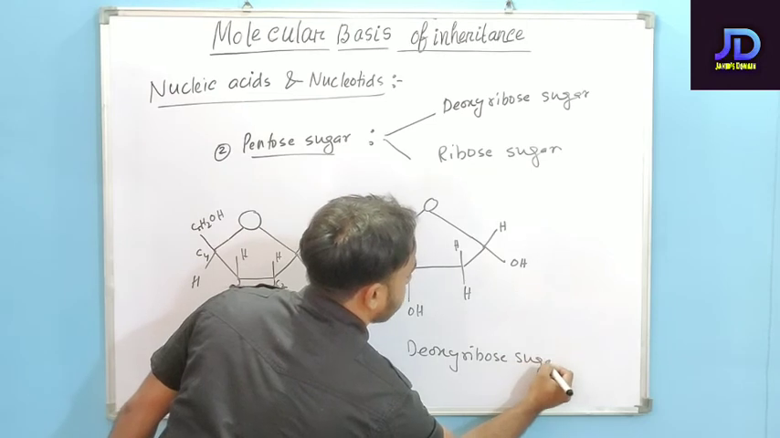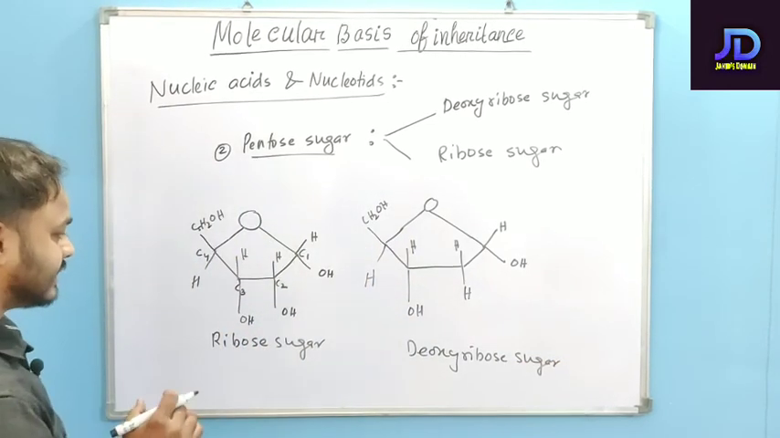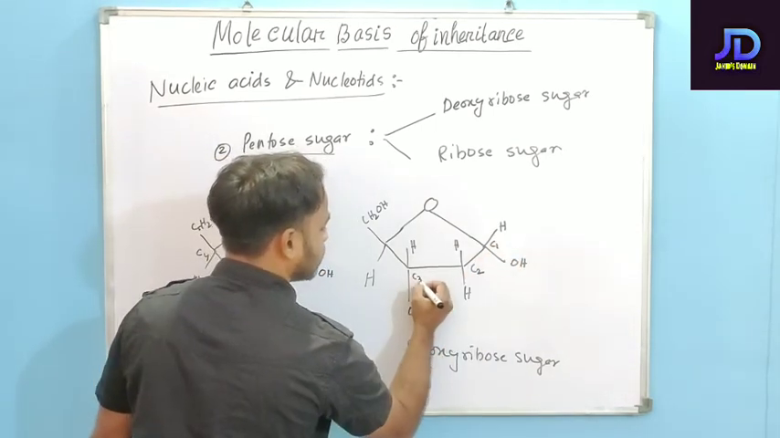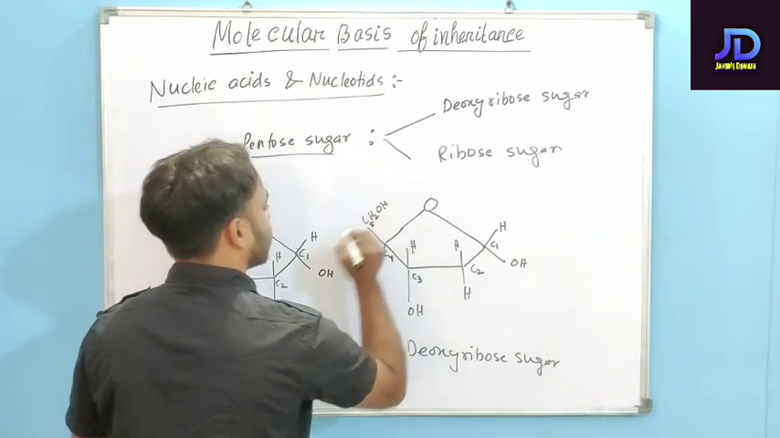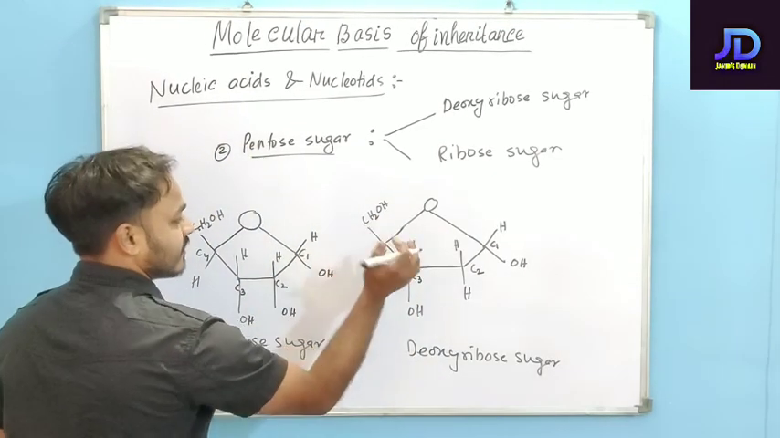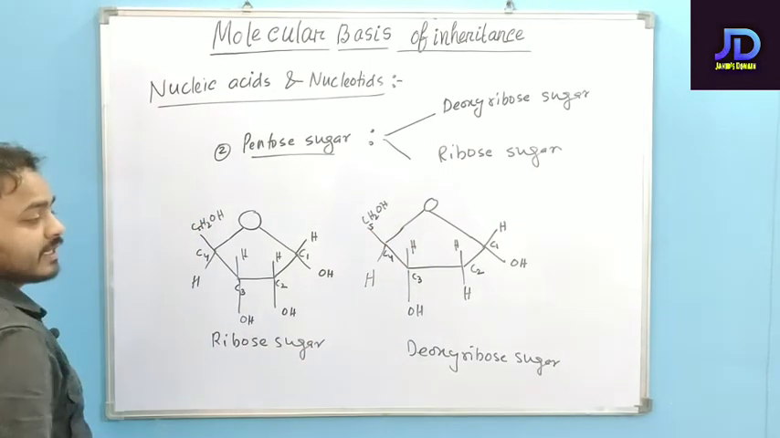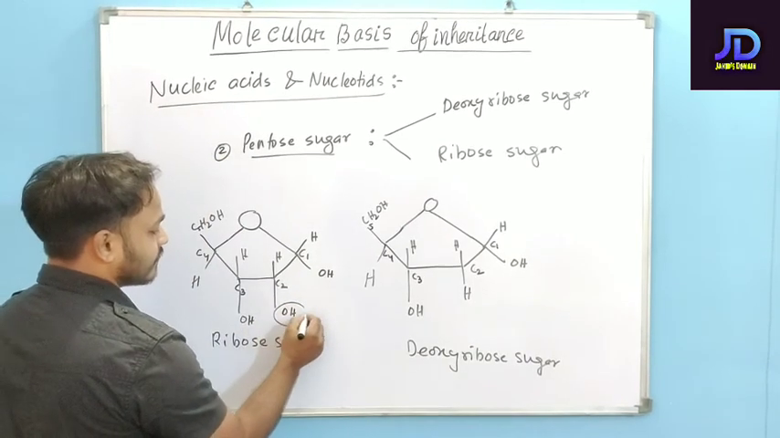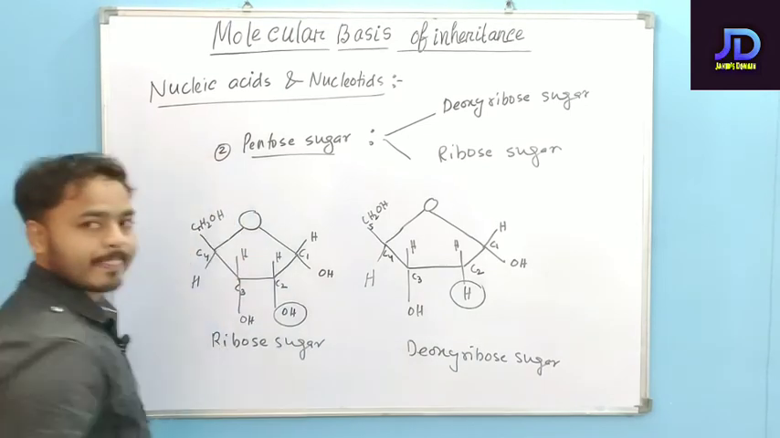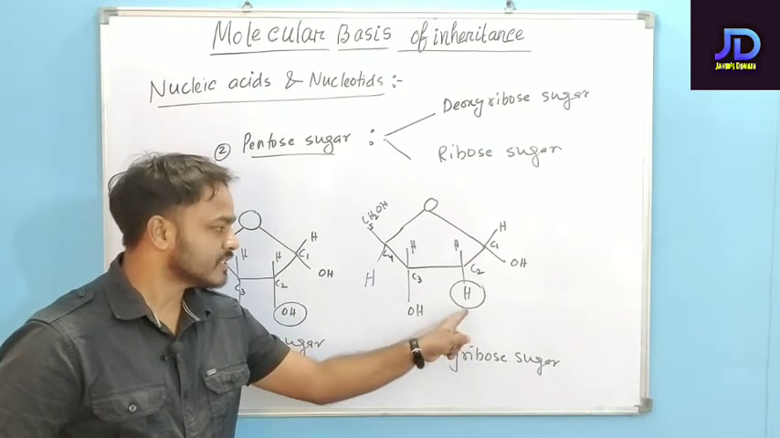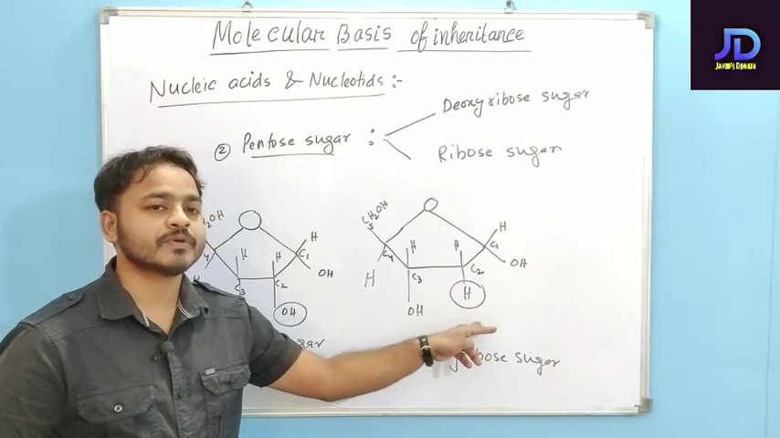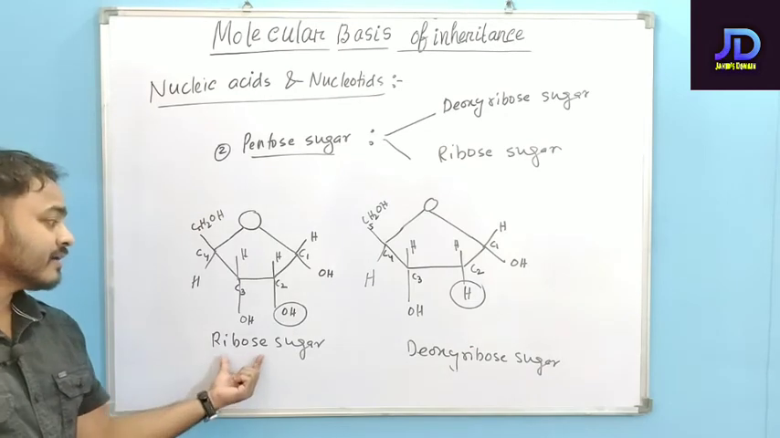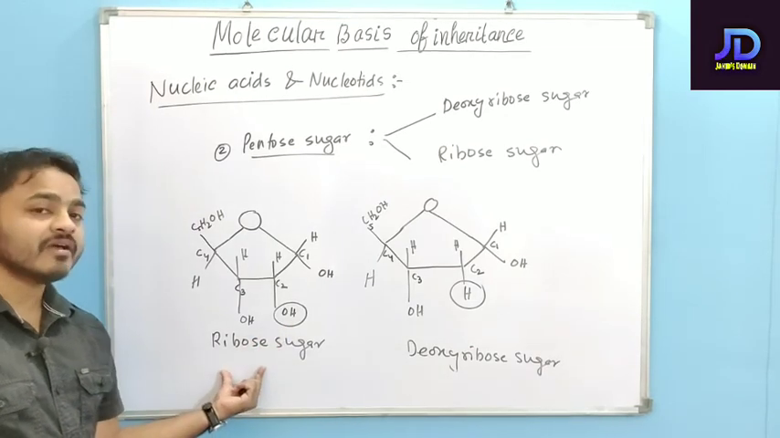Deoxyribose sugar. Now if we look minutely, at carbon position 2, this is carbon 1, carbon 3, carbon 4, and this is carbon 5, right? I will write here carbon 5. Now see, at carbon 2 here there is a hydroxyl group, but here there is only hydrogen, right? This is the difference, because here oxygen is missing, the hydroxyl group is missing, that is why it is called deoxy. Since here the hydroxyl group is there, that is why it is called ribose sugar.